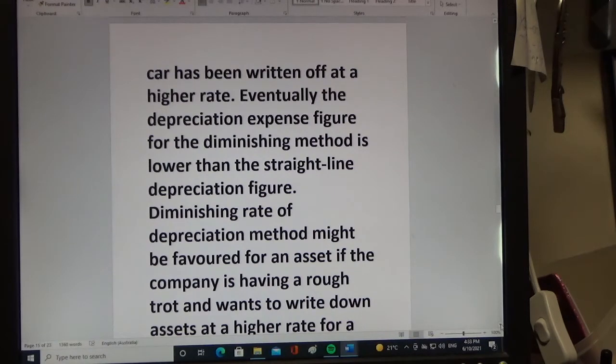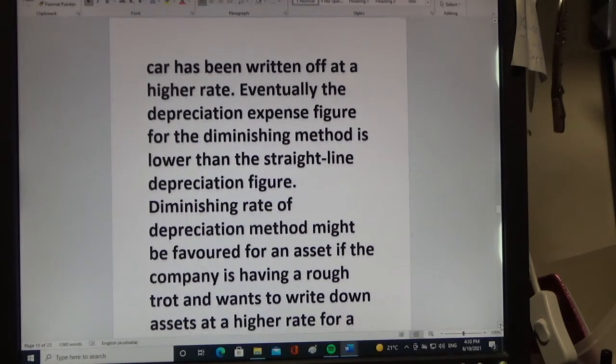The accountant would have a fairly good idea what the current written down figure is, just by doing the calculation in his or her head.